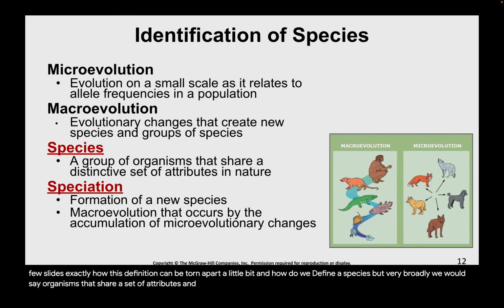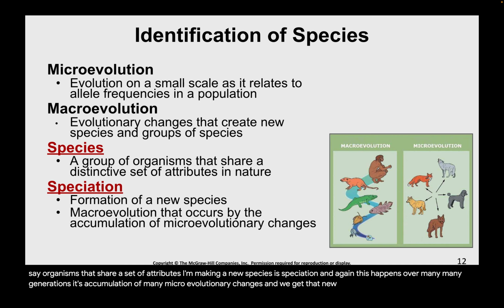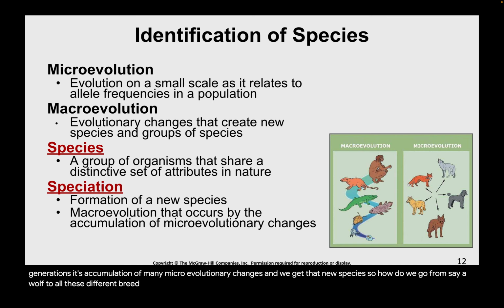And then the process of making a new species is speciation. Again, this happens over many, many generations. It's the accumulation of many microevolutionary changes, and we get that new species. So how do we go from, say, a wolf to all these different breeds of dogs? Those are examples of microevolution. Same species, just different frequencies of certain alleles.